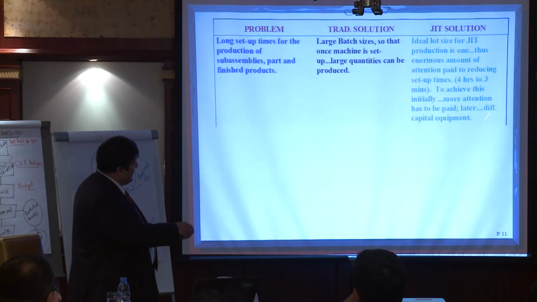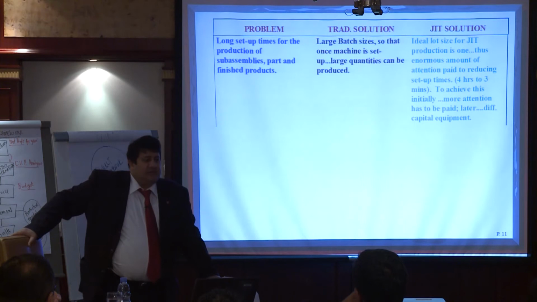Now the famous example that I'm quoting here is that of Toyota. When Toyota wanted to reduce its setup times for gearbox manufacturing, they sent their engineers to Volkswagen. Some people say Volkswagen differently, but it's Volkswagen in Germany.